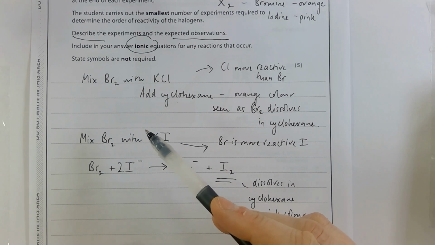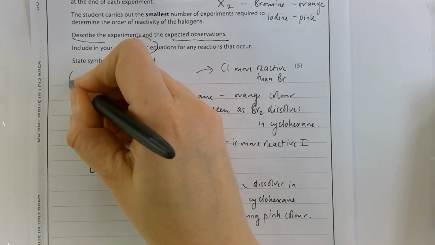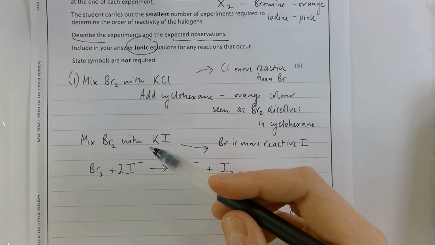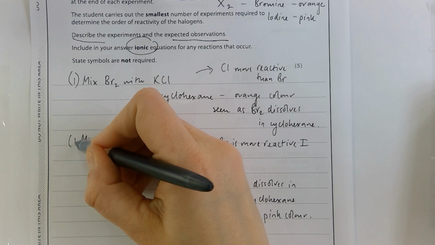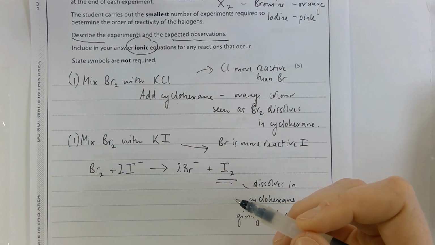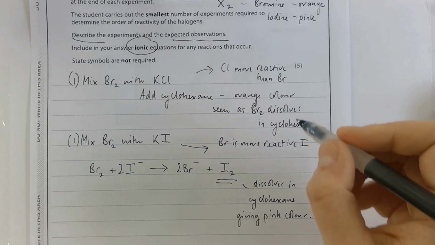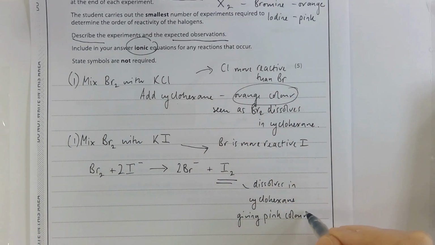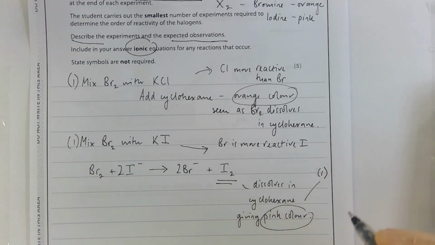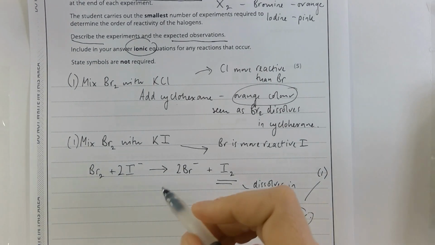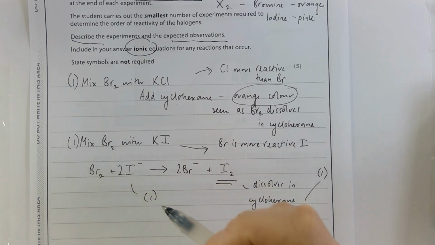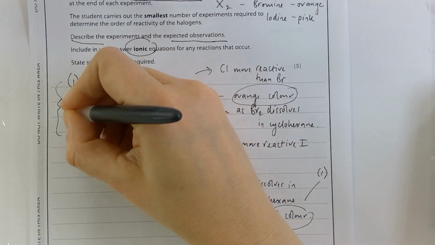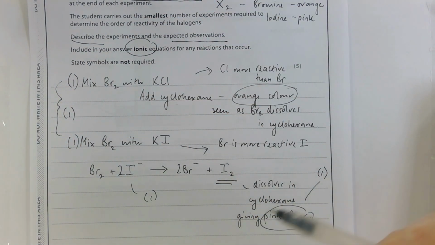Okay, so here are our marks. We need, first of all, 1 mark for mixing bromine with KCl. Then we get 1 mark for having this one. We get 1 mark for having the colours of the halogens in cyclohexane. So we need both: the orange colour there and the pink colour here. So that's 1 mark together. And then we need a correct ionic equation there, so 1 mark. And then the final mark is for only using 2 reactions. So 1, 2, 3, 4, 5 marks.